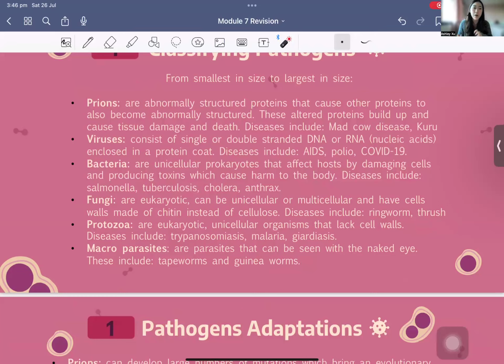Fungi thrive in wet, moist environments, which is why we call it athlete's foot, because athlete's foot is a fungal disease that prominently exists between the toes of athletes. Why? Because athletes do get sweaty when they run or do marathons, and fungi love these sweaty, warm environments to live in. So that's why it's known as athlete's foot. A very good example to remember there.